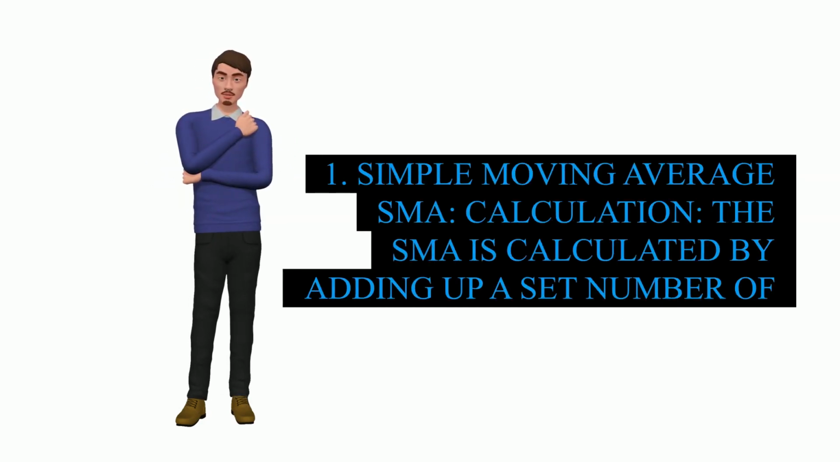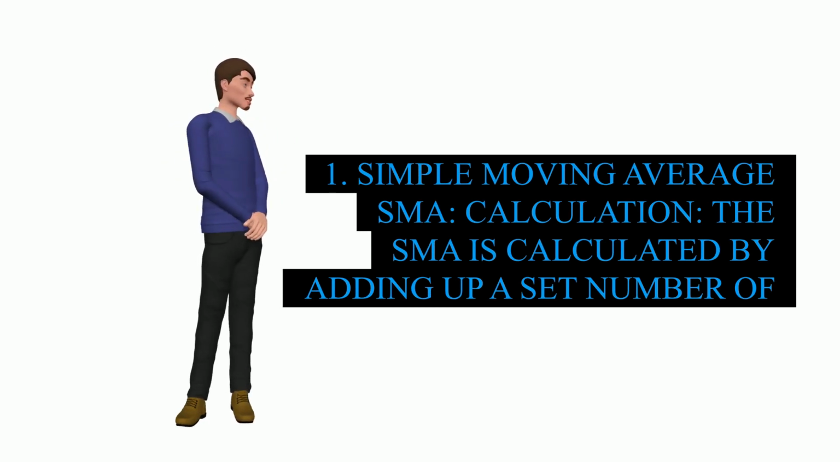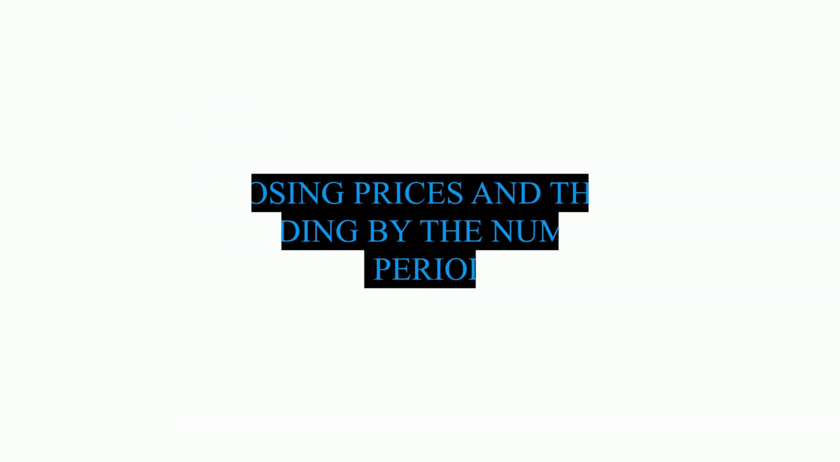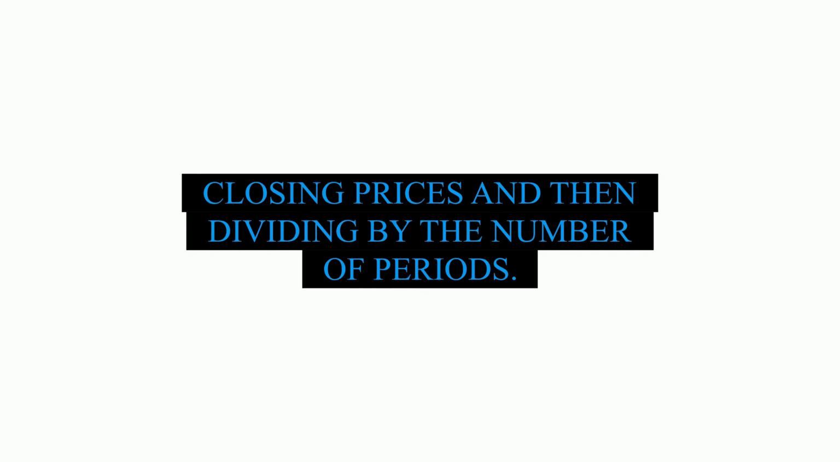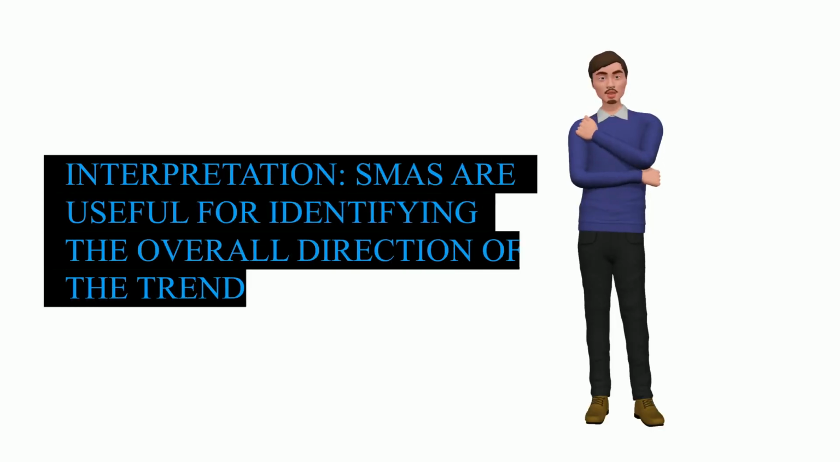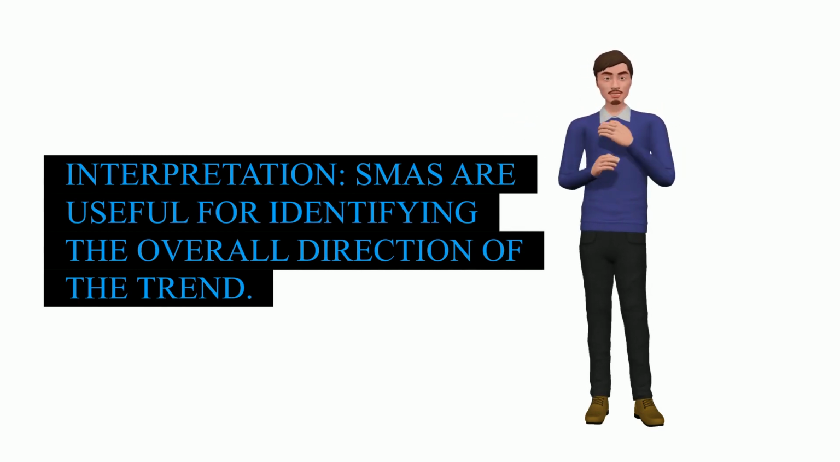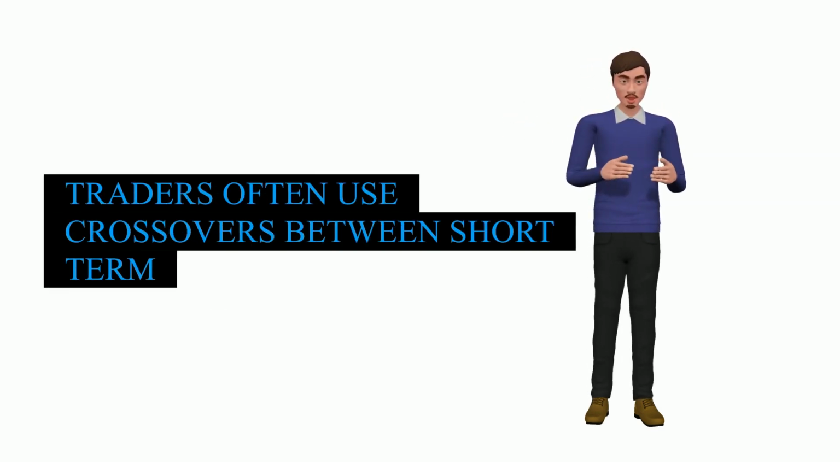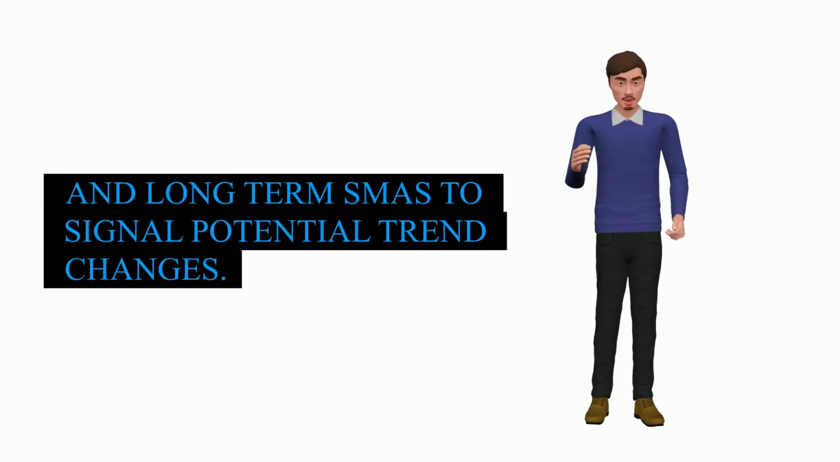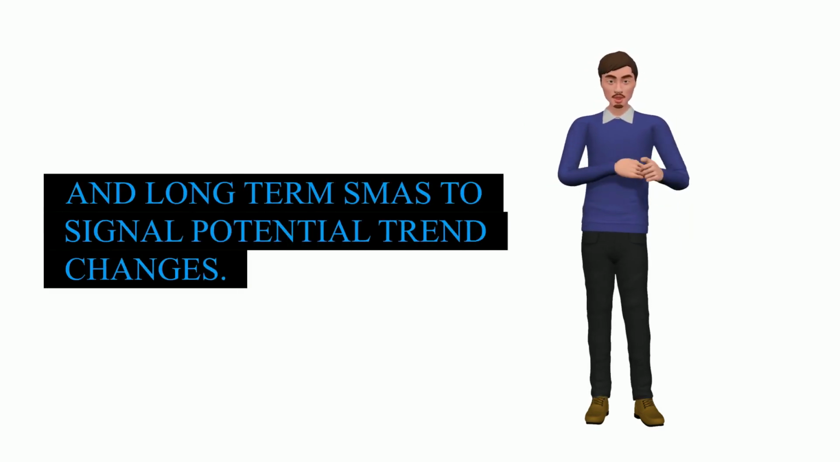1. Simple moving average (SMA). Calculation: the SMA is calculated by adding up a set number of closing prices and then dividing by the number of periods. Interpretation: SMAs are useful for identifying the overall direction of the trend. Traders often use crossovers between short-term and long-term SMAs to signal potential trend changes.